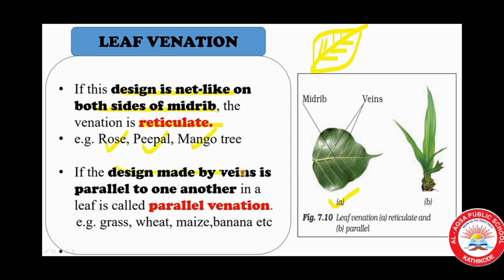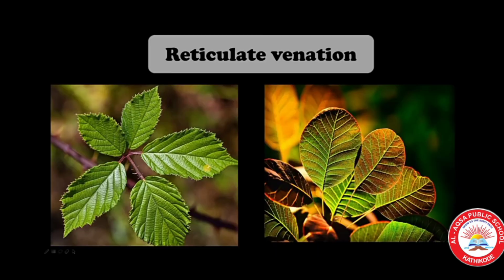The next one, if the design made by veins is parallel to one another. Now in this leaf you can see the veins are parallel, that is, vertically parallel. This is called parallel venation. Examples: grass, wheat, maize, banana, etc.